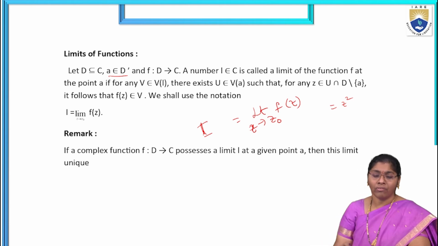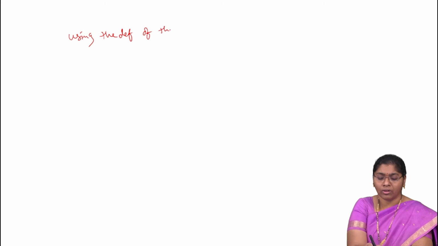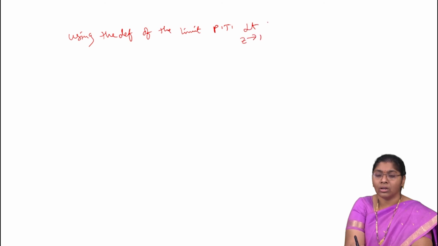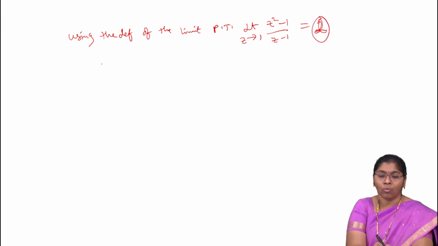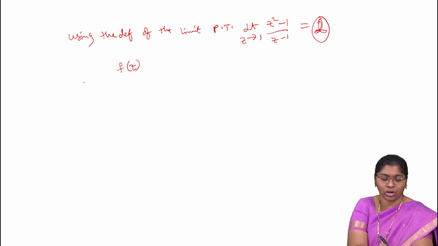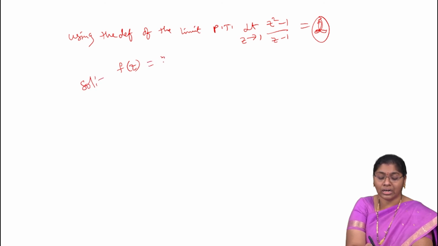Now, first of all, we can check using the definition of the limit. Prove that limit z tends to 1 of (z square minus 1) by (z minus 1) is equal to 2. We get 2. What is the formula? Here f of z equal to the given (z square minus 1) by (z minus 1).